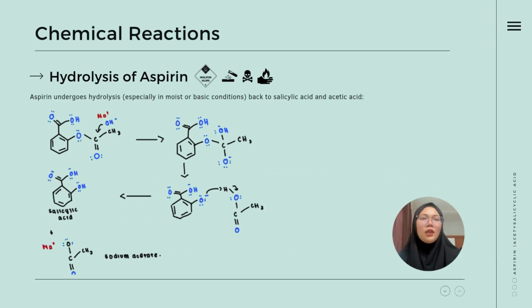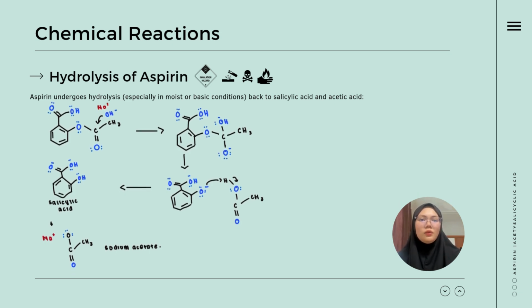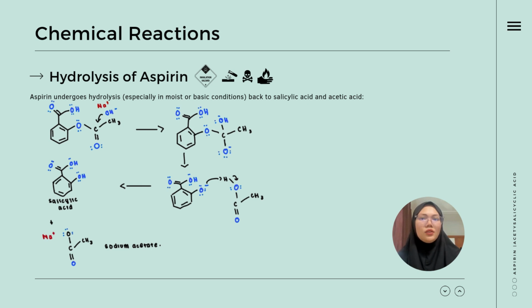Now, let's look at what happens when aspirin breaks down in the body, which is a process called hydrolysis. Aspirin, also known as acetylsalicylic acid, contains an ester bond. In the presence of water, especially under basic conditions like with sodium hydroxide, this bond can be broken. During hydrolysis, the ester group in aspirin reacts with hydroxide ions. This reaction breaks the ester bond, producing two products: salicylic acid, which still has the aromatic ring, both OH and COOH groups, and sodium acetate, the salt formed from acetic acid, and sodium ions.